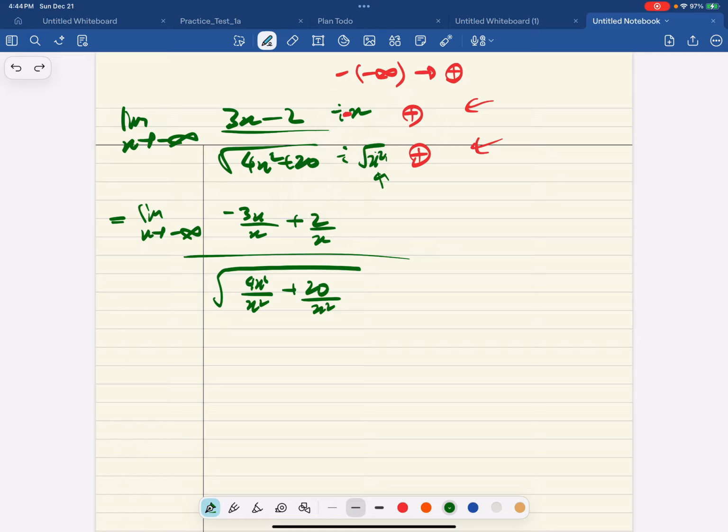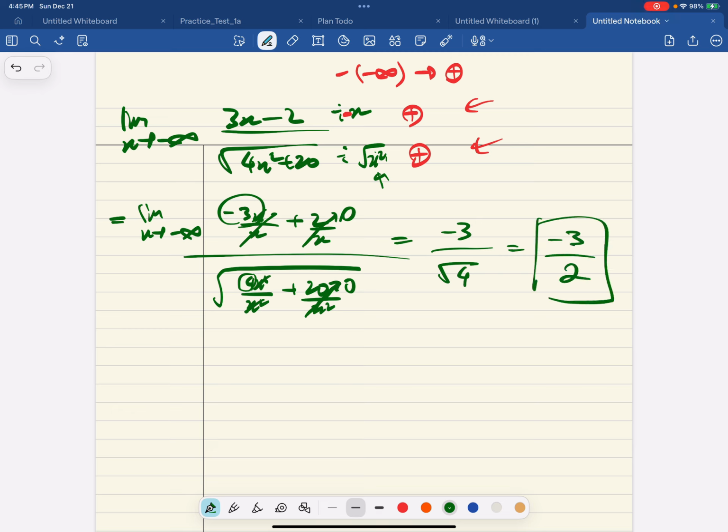no modification. And these will cancel out again, because 2 over x approaches 0. This is just a normal cancellation. It does not become 0. Minus 3 stays. This one becomes 0 because the bottom is a lot bigger. This one just cancels out, and 4 remains. But be careful, it's a root 4, not just a normal 4. So then we simplify, and it becomes minus 3 over 2.